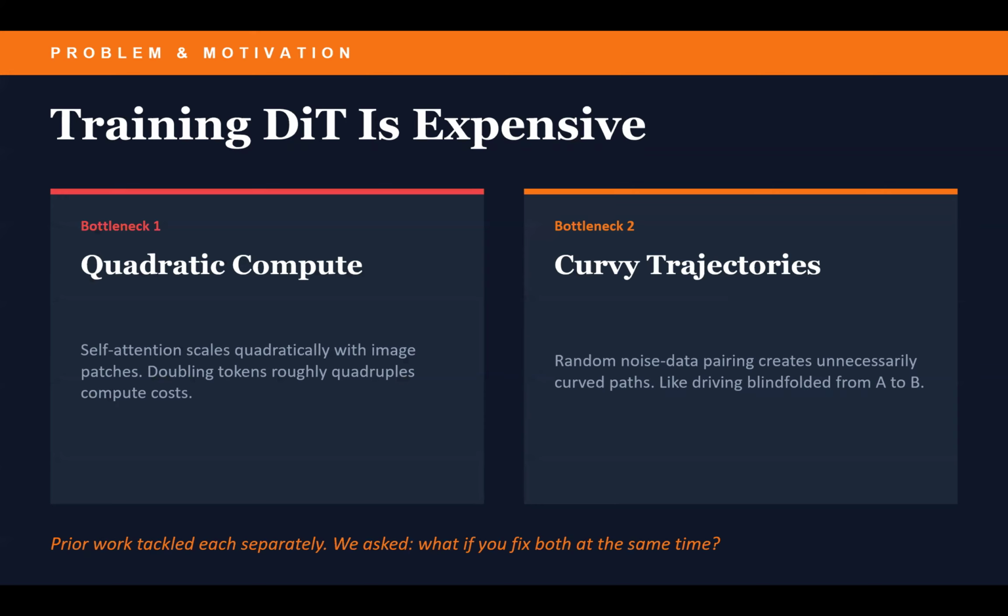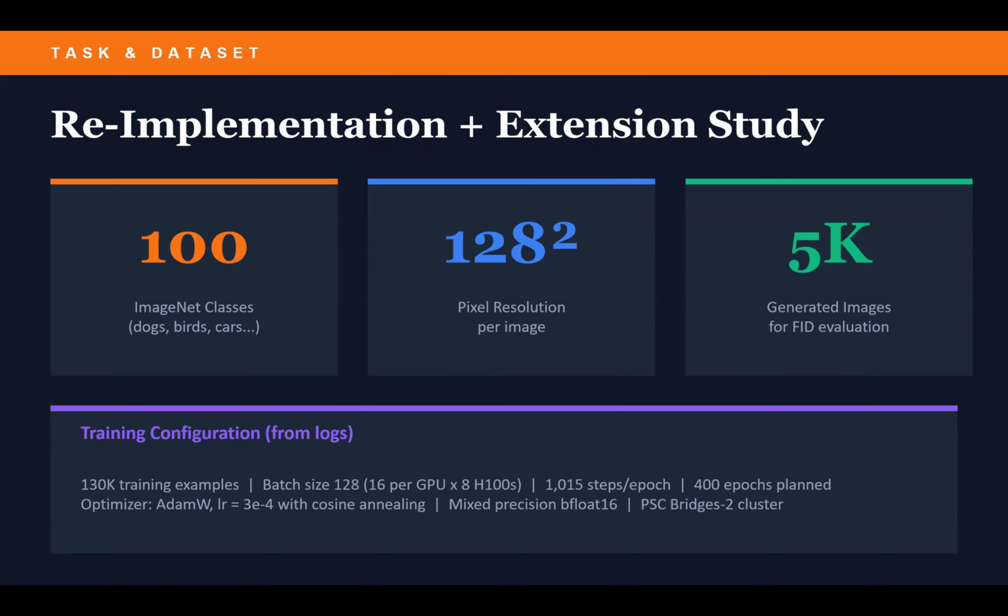Most prior work handles these bottlenecks separately. We ask a different question. Can we make training cheaper by improving both the compute and the trajectory at once? Our task is a re-implementation and extension study.